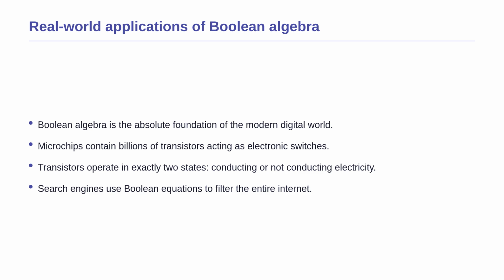Every microchip contains billions of microscopic electronic switches, called transistors, which can only be in two states, conducting electricity or not conducting electricity. Engineers use Boolean algebra to design circuits that combine these ones and zeros to perform complex tasks. Furthermore, every time you use a search engine and type something like cats and dogs, not birds, you are directly writing a Boolean algebra equation.